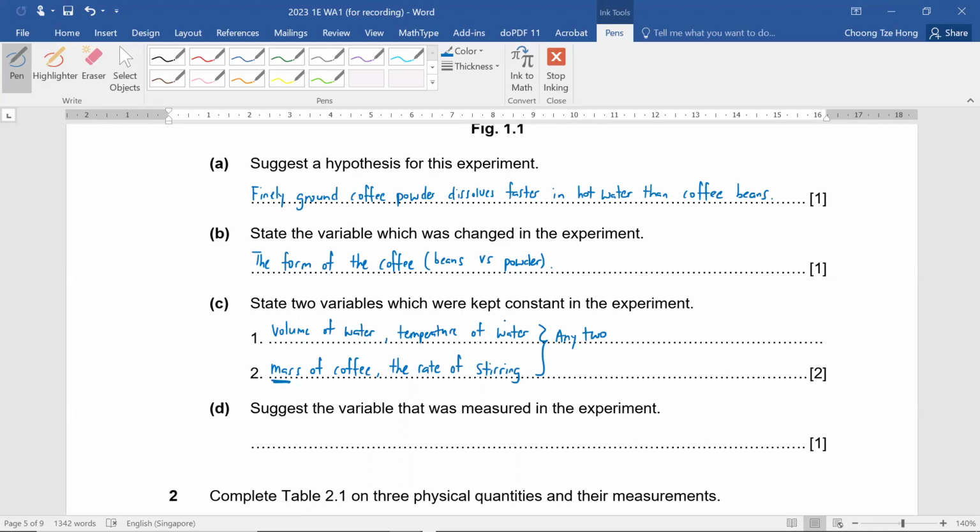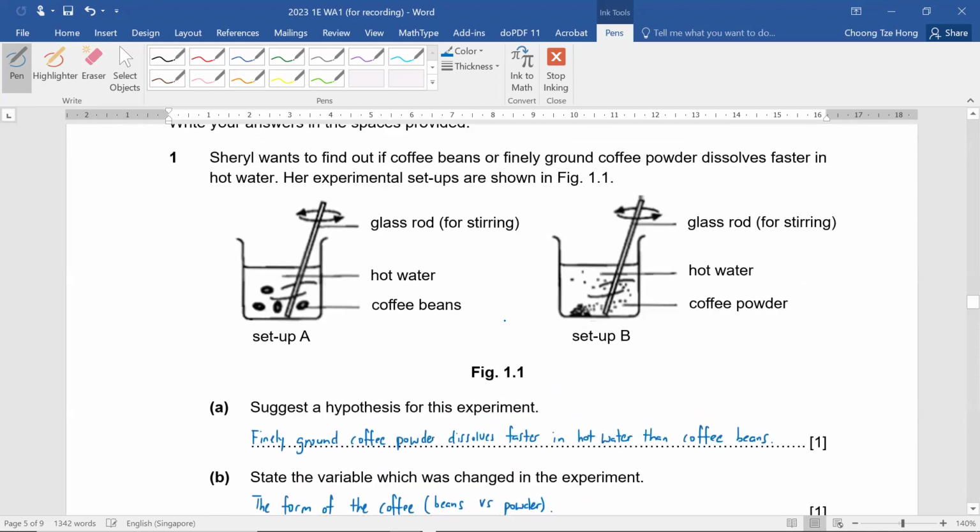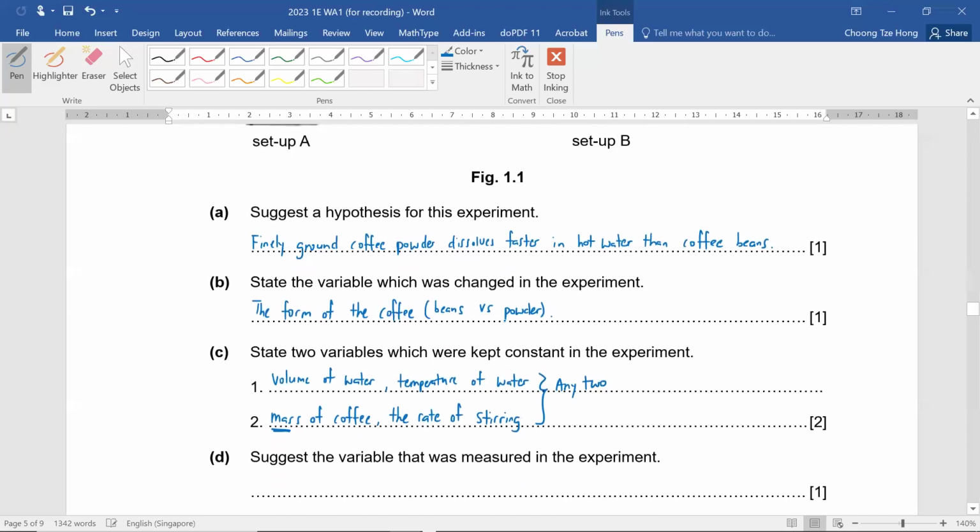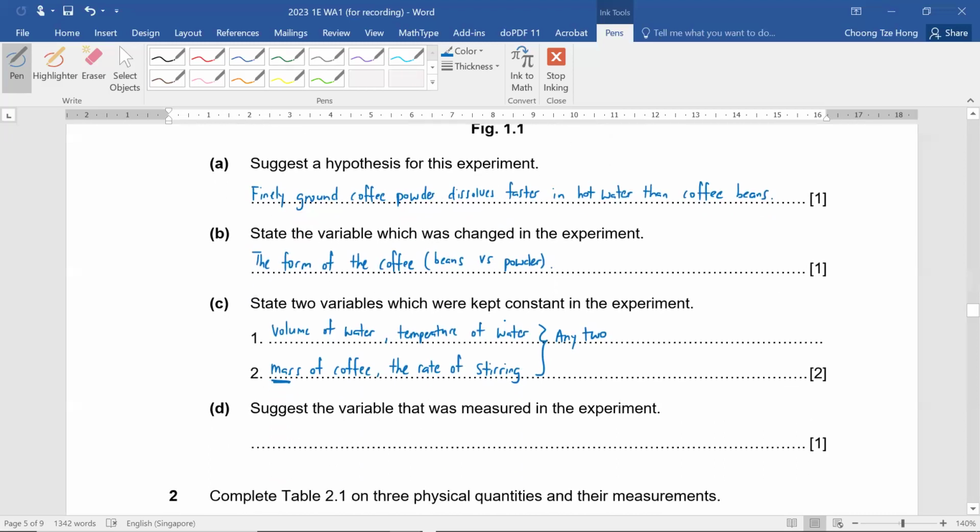Part D. Suggest the variable that was measured in the experiment. Now you are seeing which one dissolves faster, so this will be a matter of time. The variable that will be measured will be the time taken for the coffee to dissolve. So the time taken for the coffee to dissolve.